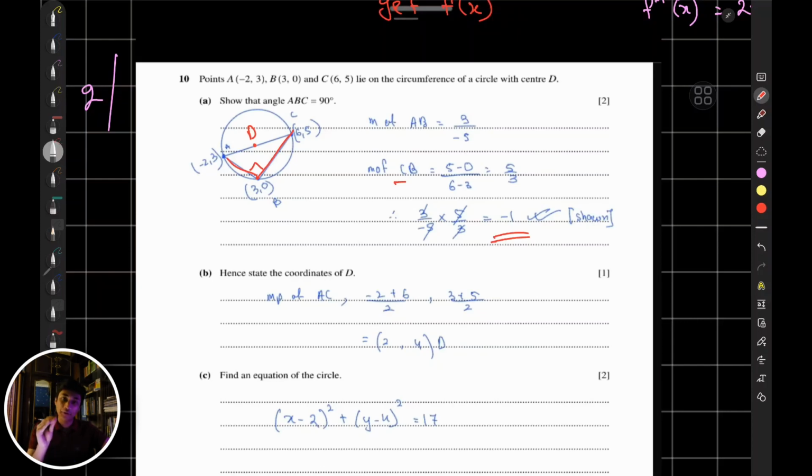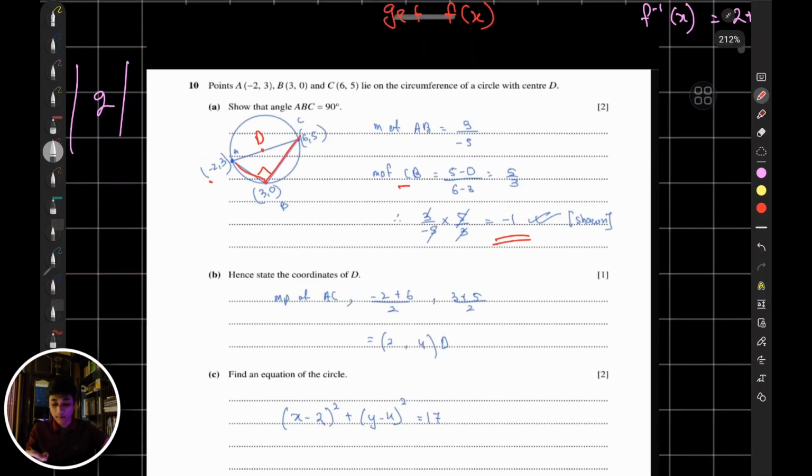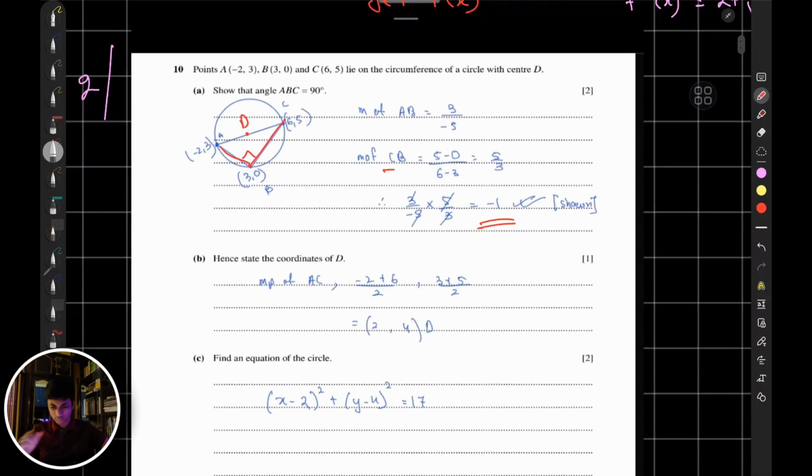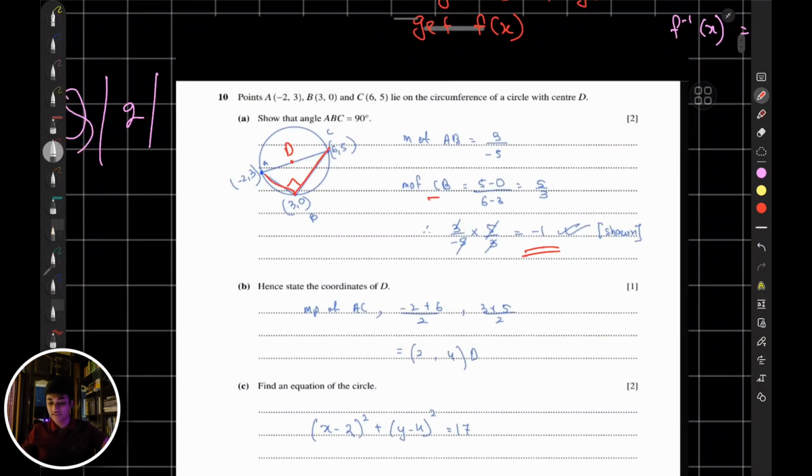So simply go off to finding the midpoint of AC, which is minus 2 plus 6 divided by 2, and 3 plus 5 divided by 2, which gives you a coordinate of (2, 4). Okay, that is your coordinate for the center. Fine. Next, find an equation of the circle.